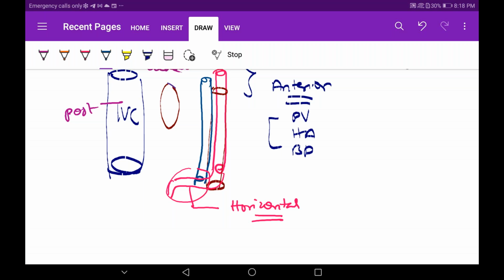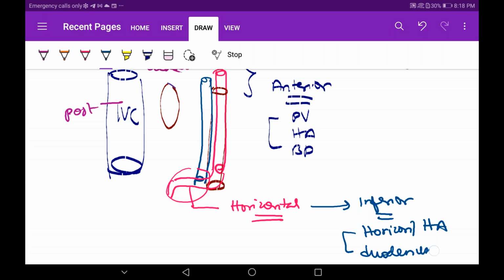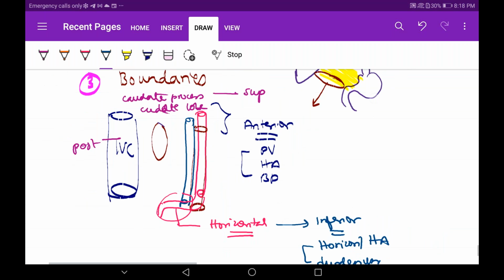So once again, in the inferior part, what should you write? Horizontal part of the hepatic artery, and you should write another thing, duodenum. Duodenum will also be there, right? Below the stomach, what is there? Duodenum, right? Now, what have I explained?